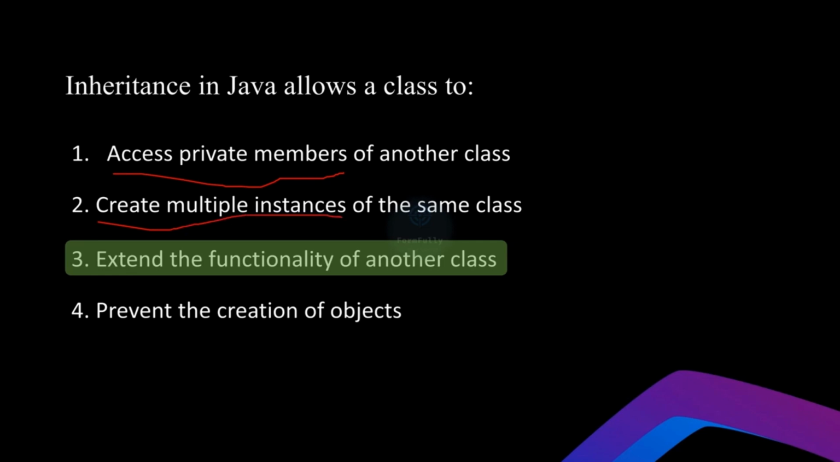Create multiple instances of the same class. This is unrelated to inheritance. You can create multiple instances of a class without inheritance. Inheritance does not prevent the creation of object. It is used to enhance the specialized classes. So the correct option is C, extend the functionality of the another class.